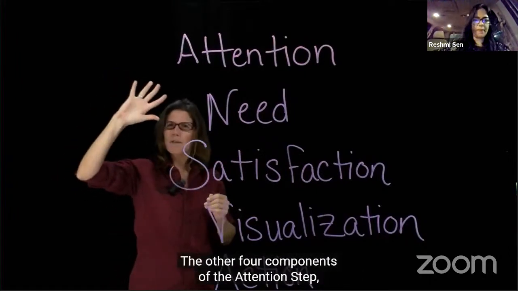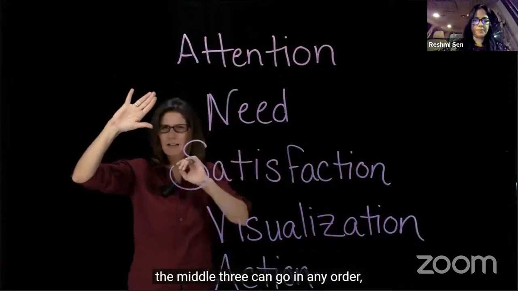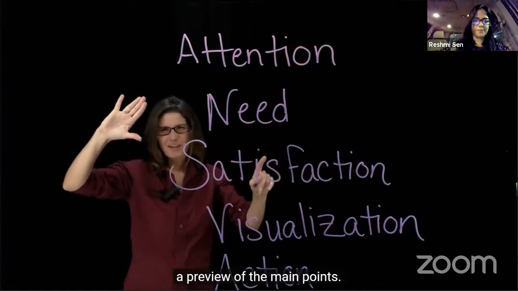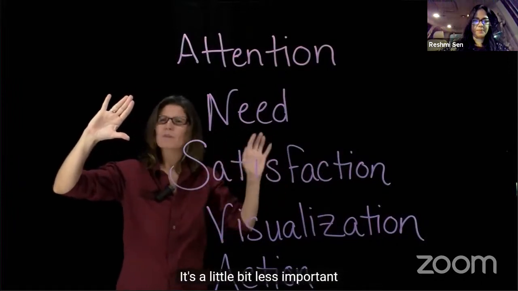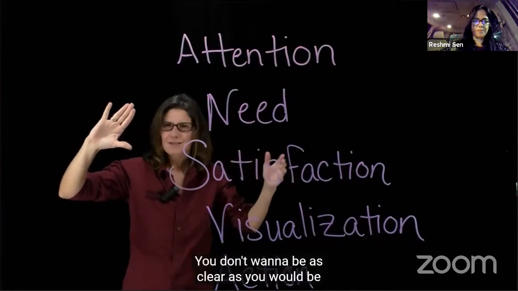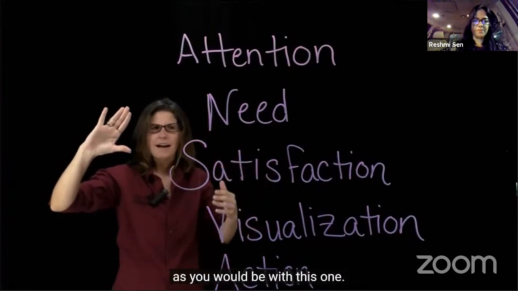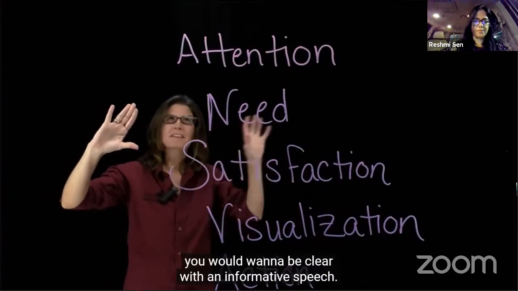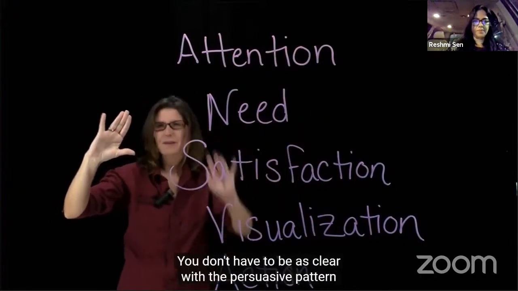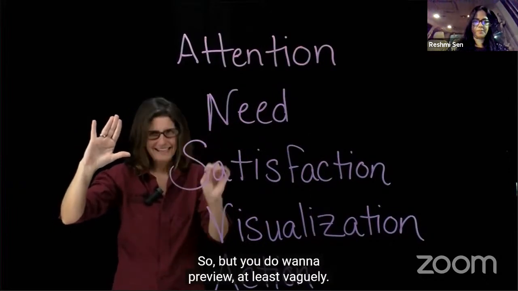So very important to think about that open with impact statement, the very first thing you're doing. The other 4 components of the attention step, the middle 3 can go in any order. The last one is always a preview of the main points. It's a little bit less important with this particular speech pattern. You would want to be clear with an informative speech, but you don't have to be as clear with the persuasive pattern using Monroe's. But you do want to preview at least vaguely.